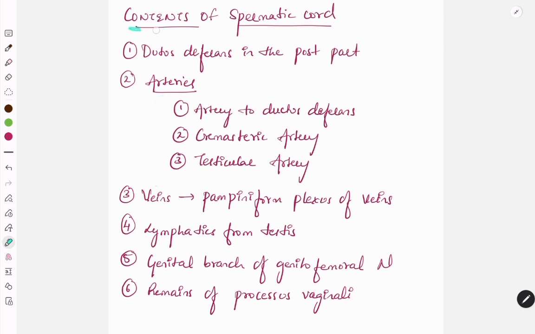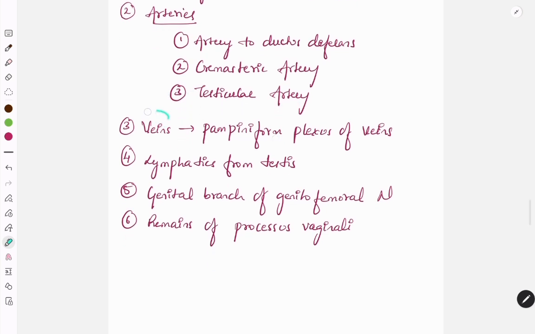First, the first content of the spermatic cord is obviously, in testes, we all know the basic structure, that is vas deferens. So that is nothing but ductus deferens. Arteries. In arteries, we have the artery to ductus deferens. The second one is the cremasteric artery, and the next one is your testicular artery. Veins. We don't have particular veins. We have a plexus of veins, and they are known as pampiniform plexus of veins.